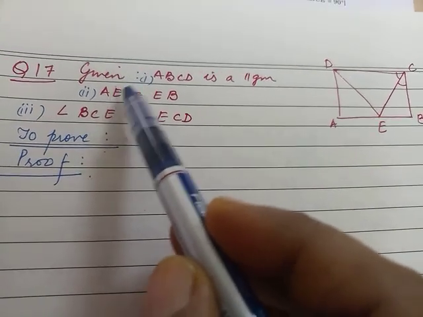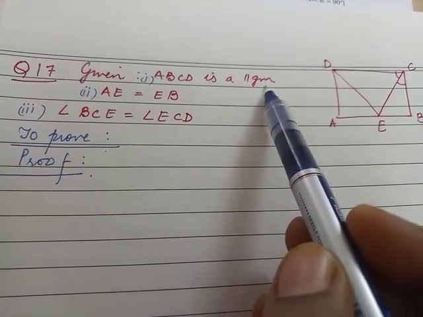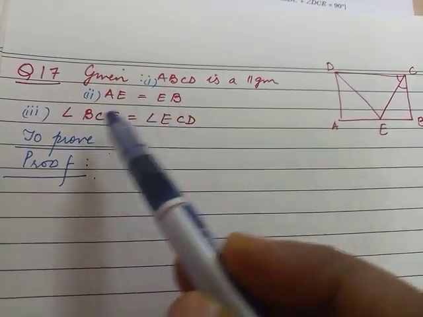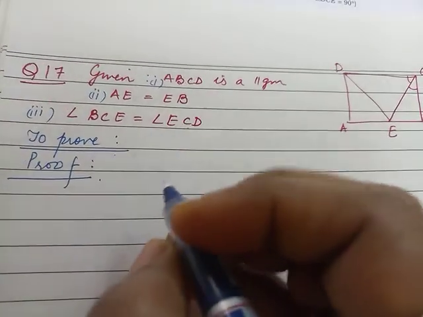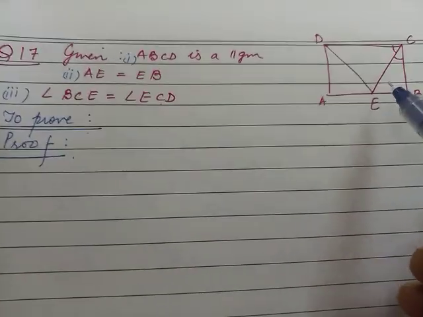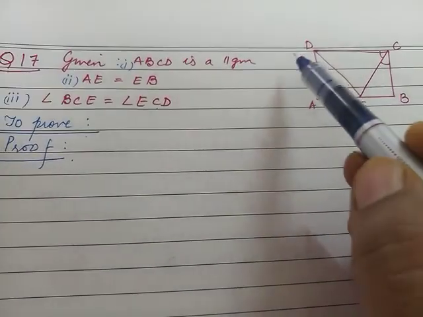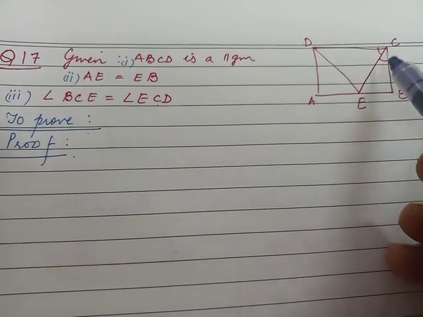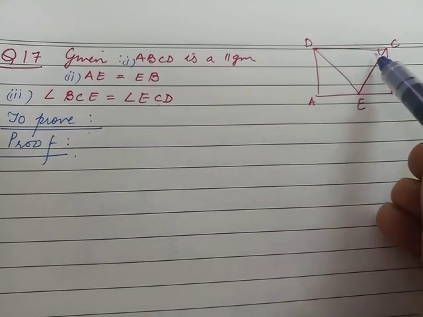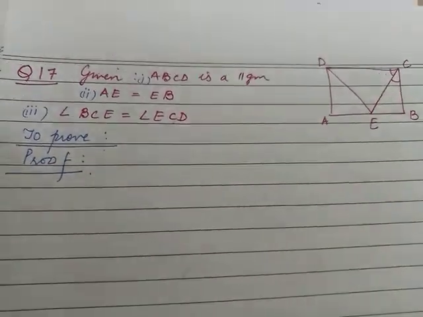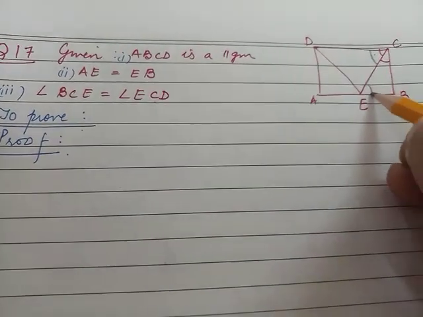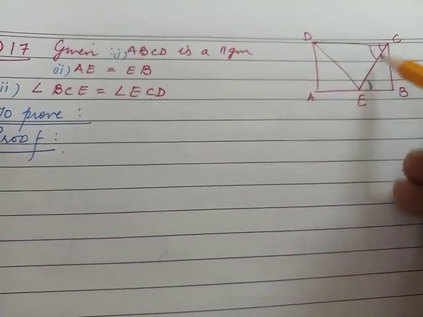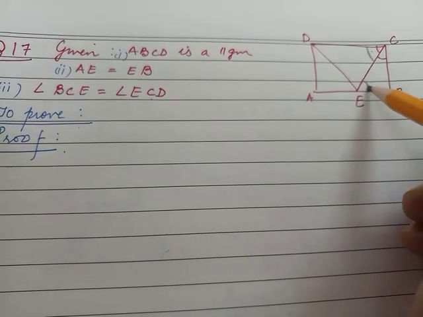I have written the given. ABCD is a parallelogram. This is given. To prove, you can write off your own from the textbook. I start with a proof. So firstly, I am going to consider AB is parallel to DC and this CE is transversal. So these two angles are going to become equal. This angle and this angle are going to become equal. Why? Because these two are alternate angles.